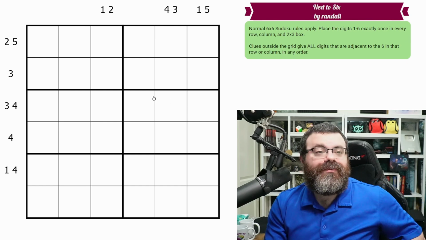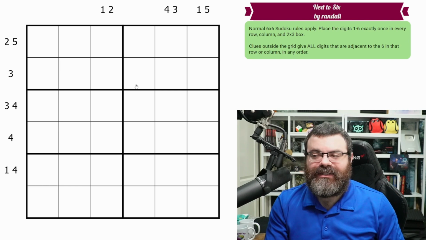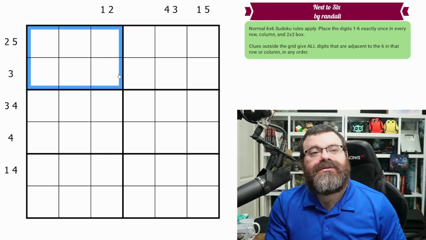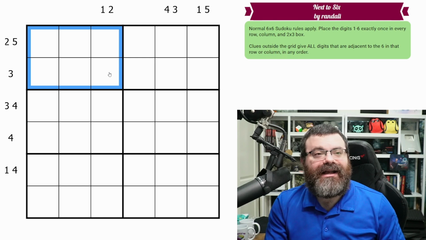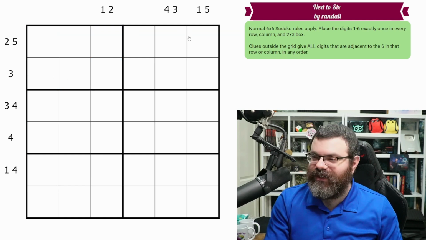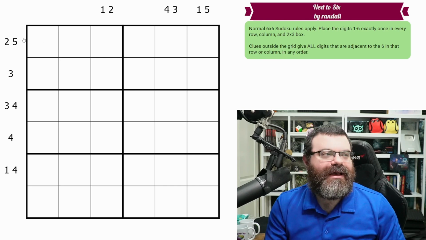All right, so let's go over the rules to this. We do have normal 6 by 6 Sudoku rules. So in each row, each column, and each 2 by 3 box, we are placing the digits 1 to 6, exactly once each. We also have these clues outside the grid. And when I'm looking over here, I'm like, oh, let's make sure they're captured. They are.